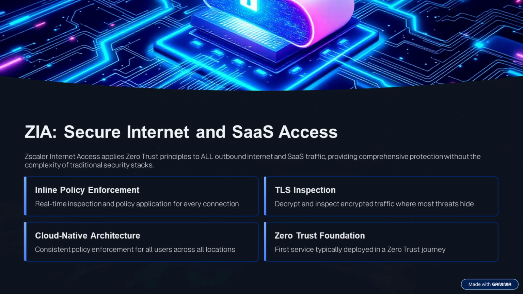Let's start with ZIA, Zscaler Internet Access. ZIA is all about securing what goes out, the internet browsing, the SaaS apps, the cloud services your users access every day. It acts as an intelligent, cloud-based security gateway that sits between your users and the internet. When a user opens a browser and goes to any website or SaaS application, that traffic flows through ZIA. Every connection is terminated at the Zero Trust Exchange, where policy is applied, threats are detected, and DLP rules are enforced, all before the connection reaches its destination.